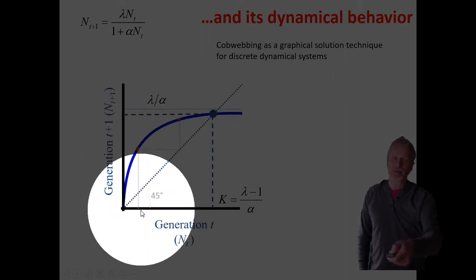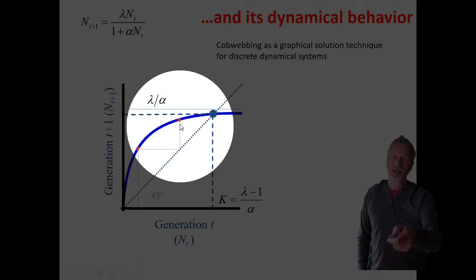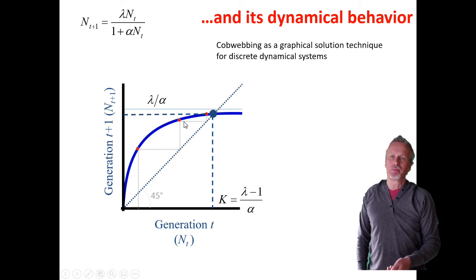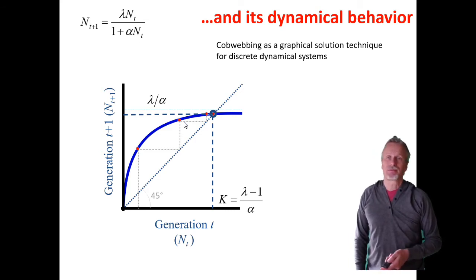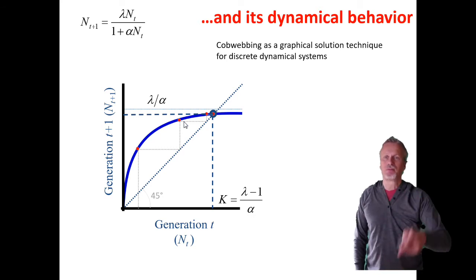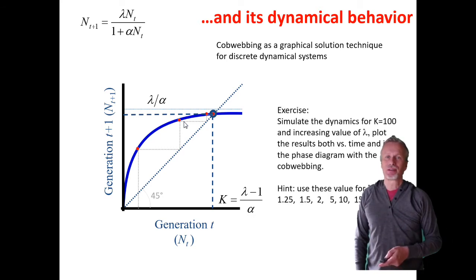And so if this was N at t equals 0, t equals 1, t equals 2, I repeat it, I get t equals 3, and I repeat it, and I can show that asymptotically my population tends to the carrying capacity. Easy peasy, you see that? So this is cobwebbing, very easy to do, okay?